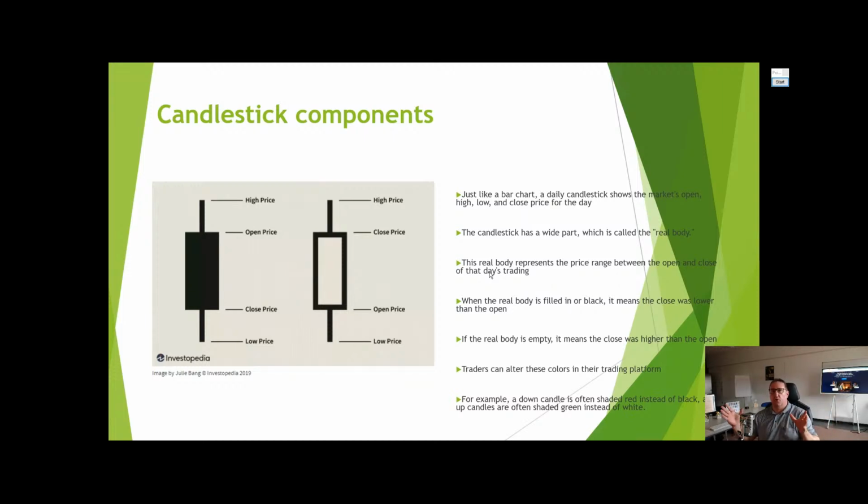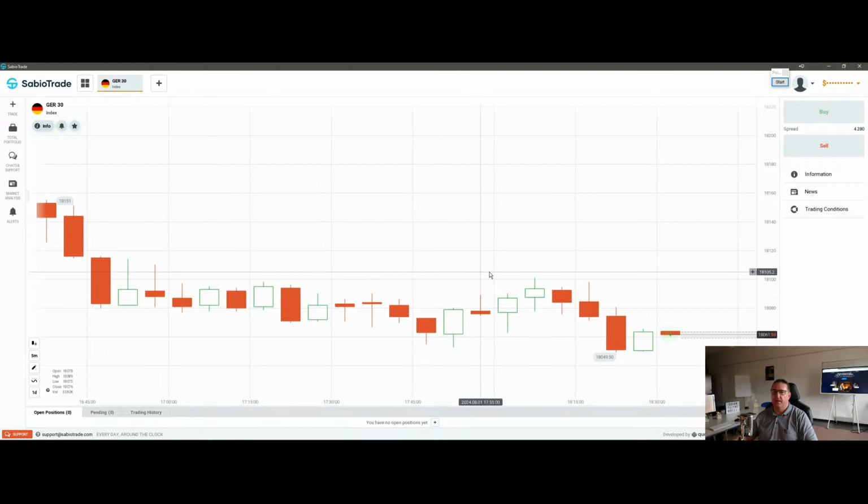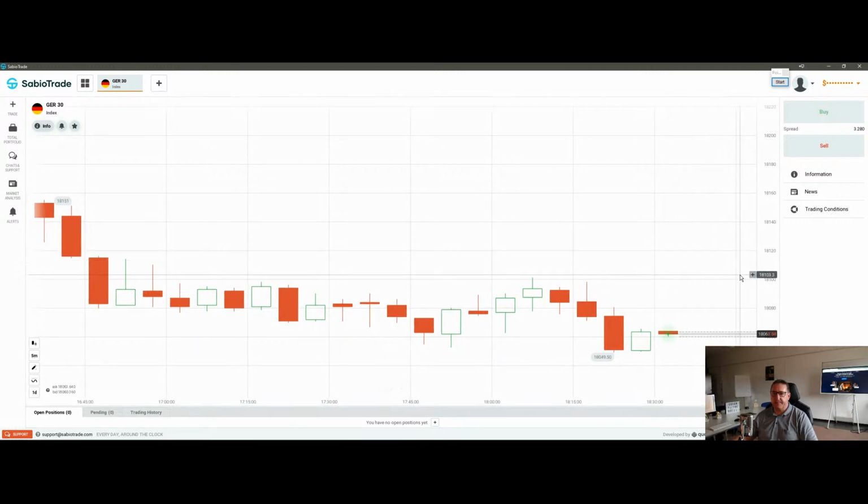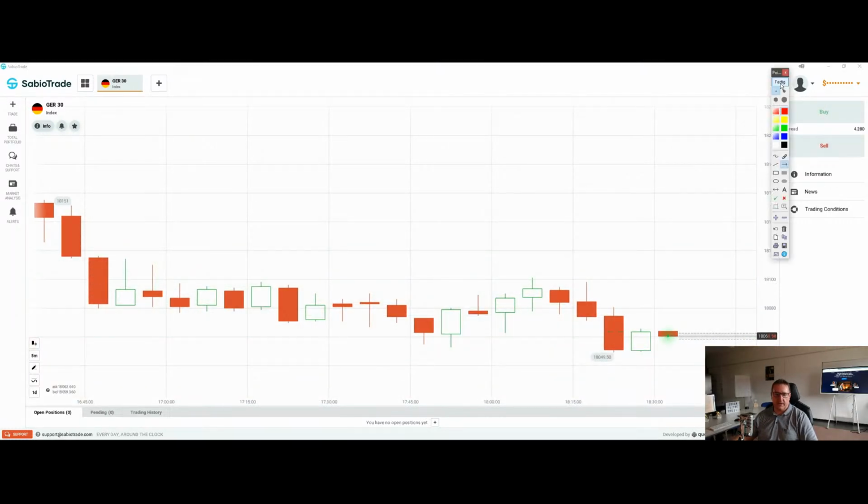This is how the candle looks. If the real body is empty, then the close is lower than the opening. Look at the platform again. For example, look at this chart here, this candle, the red one. You see it's a red one, and the green one means it's going up. The red one is going down.